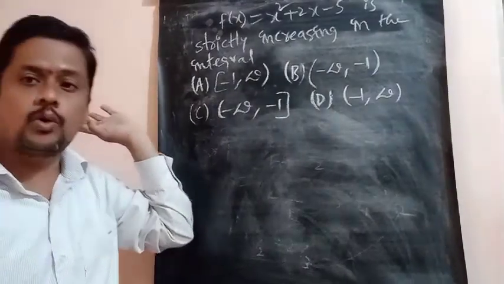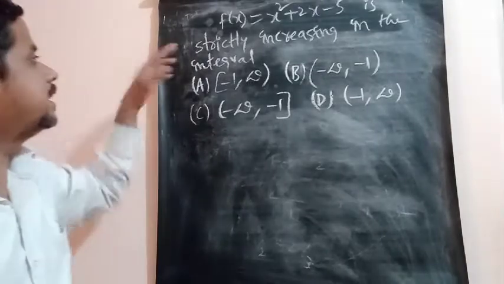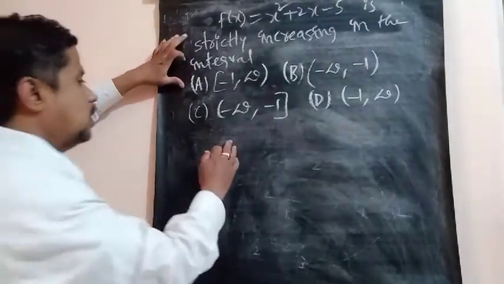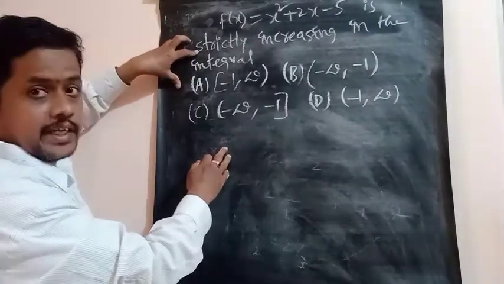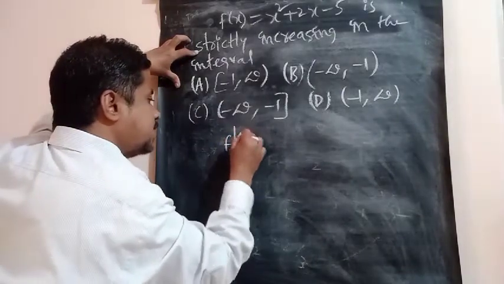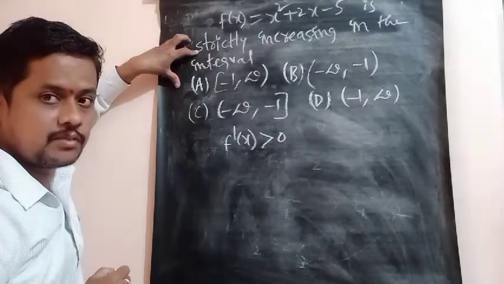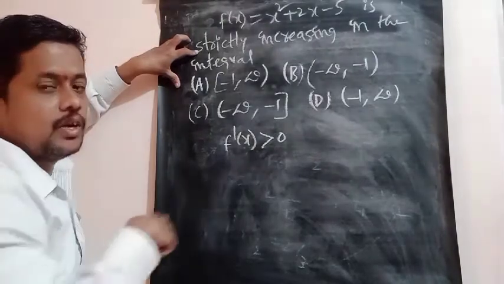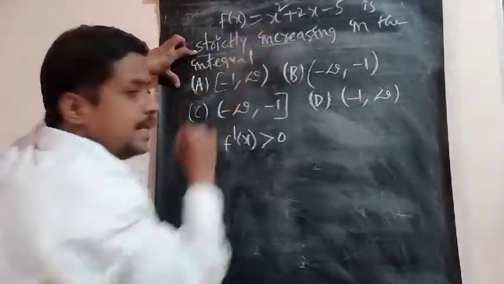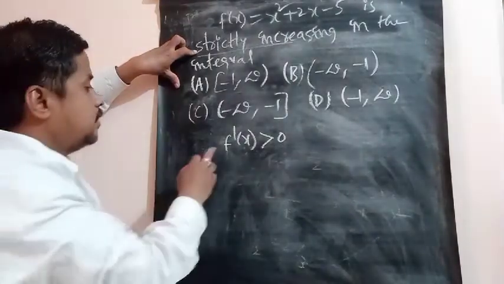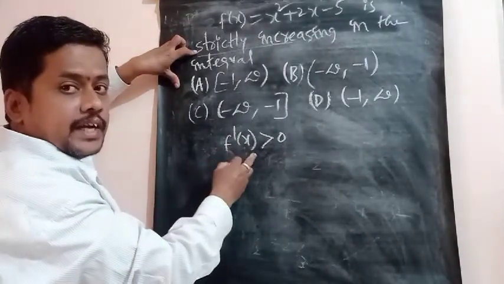First we have to know what the strictly increasing condition is. When the function is strictly increasing, it means f dash of x is greater than 0. This is the condition. If strictly decreasing, what? f dash of x is less than 0. But here in the problem, strictly increasing is given. That's why we have to take f dash of x greater than 0.